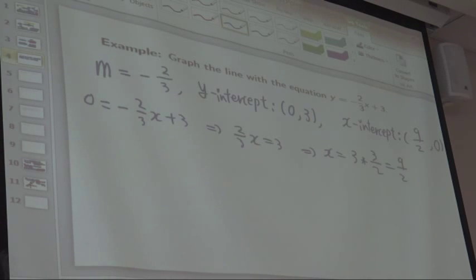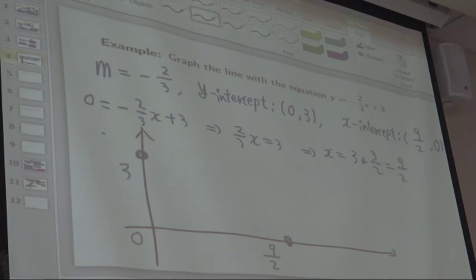Now we have the x-intercept and y-intercept. So we have a y-intercept 0,3, and we have x-intercept 9/2, and we connect them, and that's it. This is a graph.